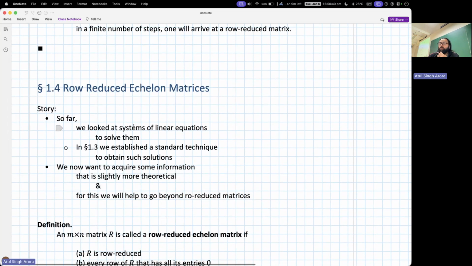And yeah, okay, so that completes section 1.3. Okay, so now we look at section 1.4.